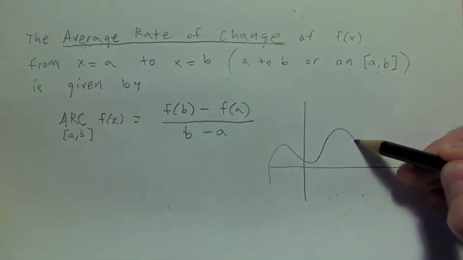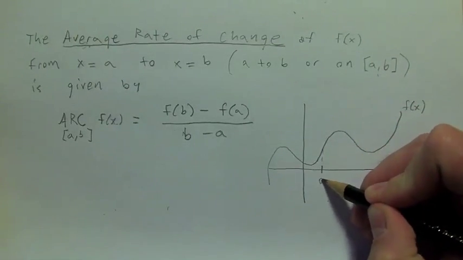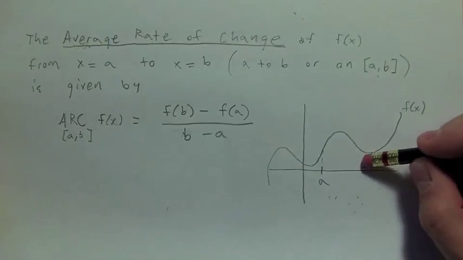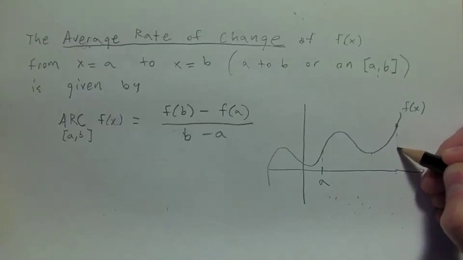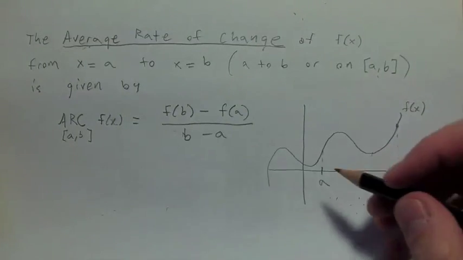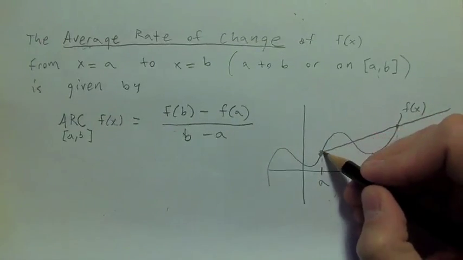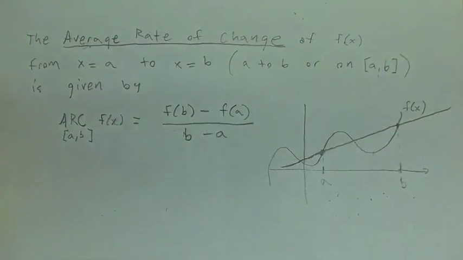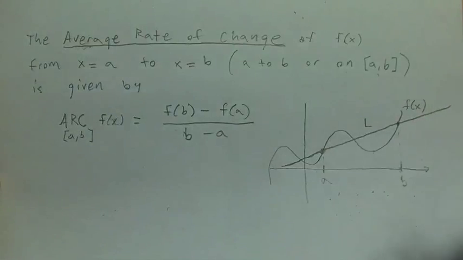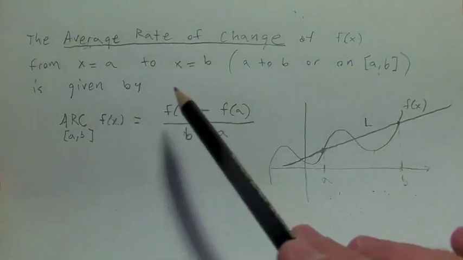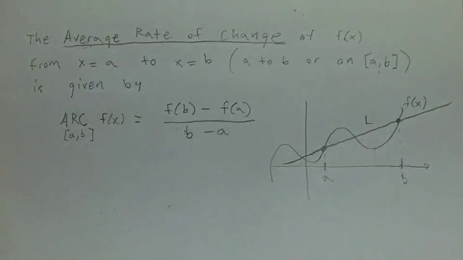If I have this function here, right, say this is f of x, and let's say a is here, and let's pick a different place for b. Let's say b is up here. Right. And if I draw a line between these 2 points that I made, right, and I call this line L, the average rate of change is actually the slope of that line L. That line L is called a secant line.